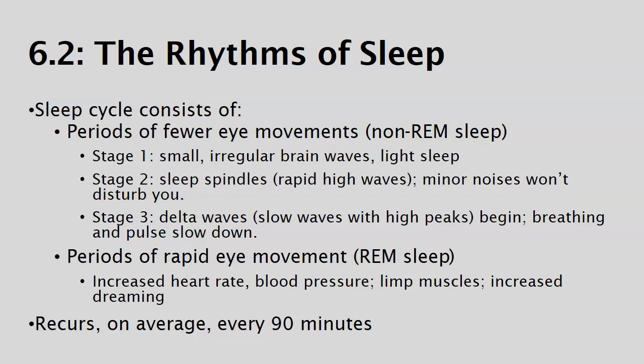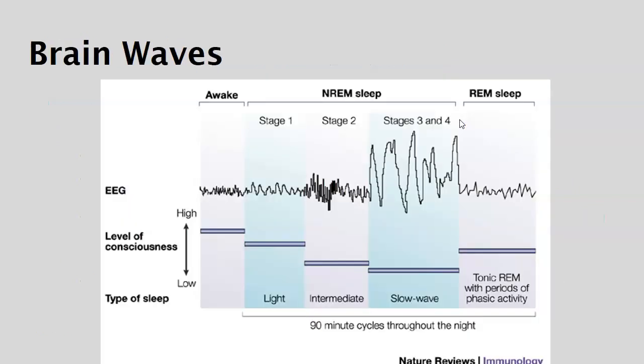Our REM cycle takes about 90 minutes. There are small differences from person to person, but most of the time we're going to go through the cycle every 90 minutes. This is just to show you what I mean in terms of the differences in the brain waves as we start to move through the different stages.